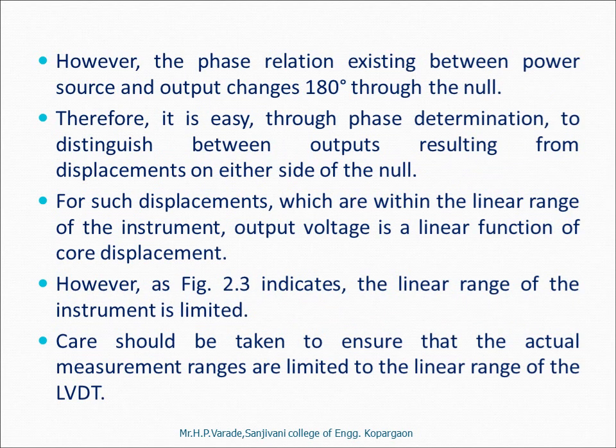However, the phase relation existing between power source and output changes 180 degrees through the null. Therefore, it is easy through phase determination to distinguish between outputs resulting from displacement on either side of the null. For displacements within the linear range of the instrument, the output voltage is a linear function of core displacement. However, as figure 2.3 indicates, the linear range of the instrument is limited. Care should be taken to ensure that the actual measurement ranges are limited to the linear range of the LVDT.